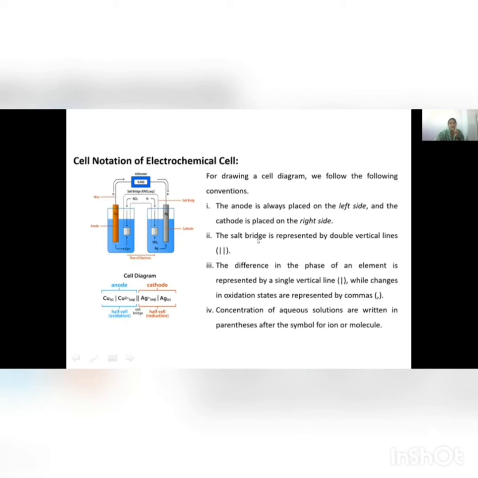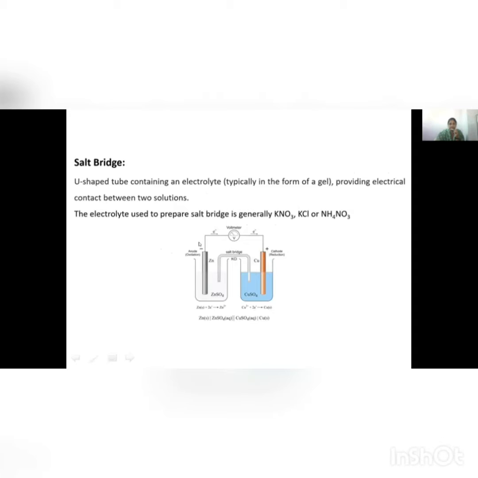The next topic is the construction and working of the electrochemical cell, which is also called a voltaic cell. The best example of a voltaic cell is the Daniell cell. The Daniell cell consists of two electrodes, that is a zinc electrode and a copper electrode. The zinc electrode is dipped in ZnSO4 solution, and the copper electrode is dipped in copper sulfate solution.